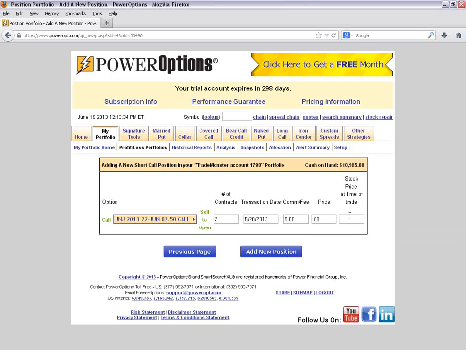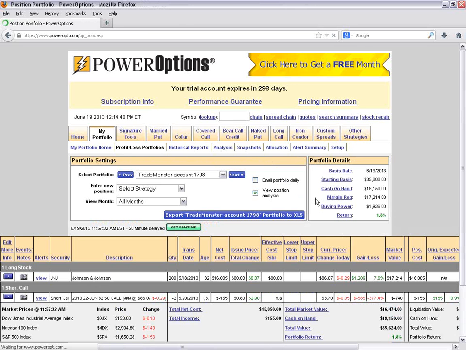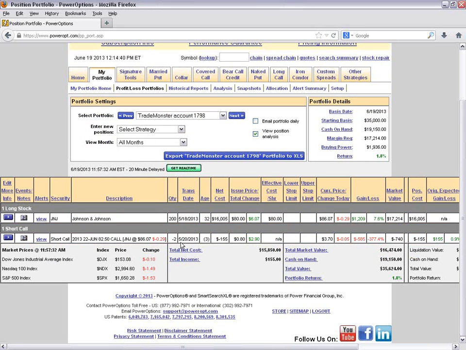Oh, stock price at time of trade. Let's call that 81. Okay, so now I have a covered call position essentially. I can see that right now the gain or loss on my total portfolio is 1.8%. We've made $1,209 on the stock. We've lost $585 on the call.